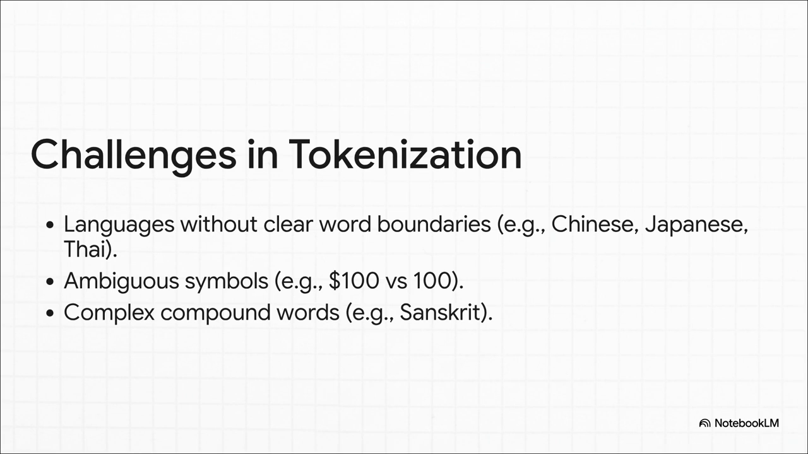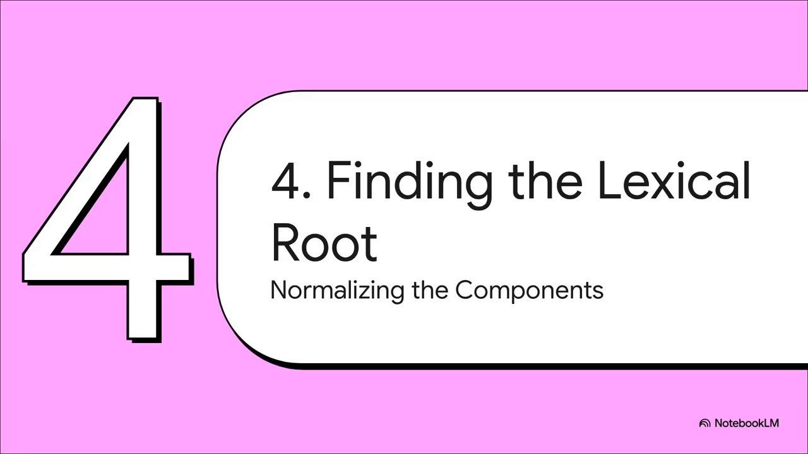This all seems pretty easy, right? Just split the text by spaces? Well, not so fast. It gets really complex. Many languages, like Japanese, don't even use spaces between words. And what do you do with something like $100? Is that one token or two? These are the real engineering challenges that a good tokenizer has to solve. All right, so we've cleaned the text and we've broken it into tokens.